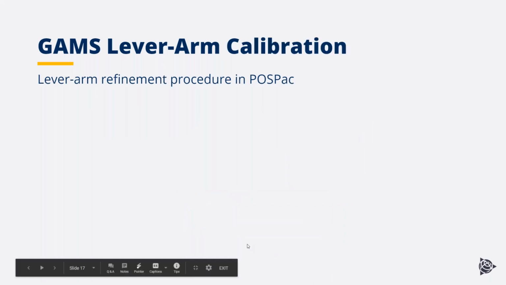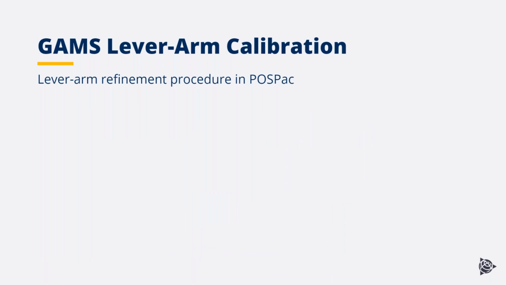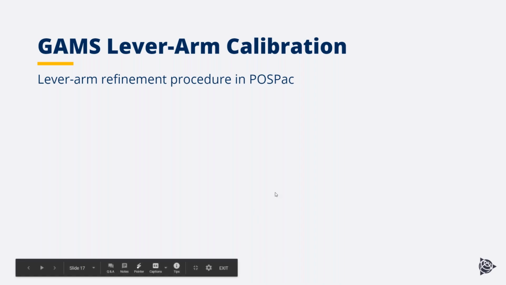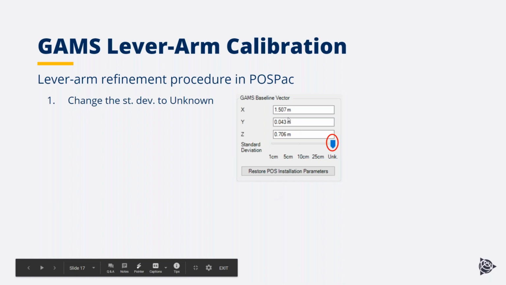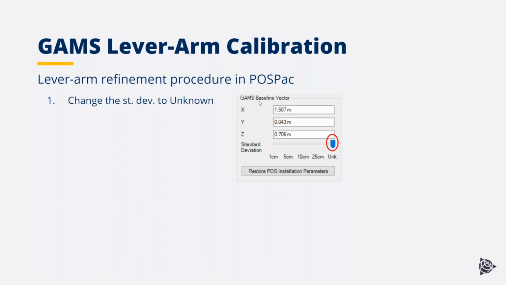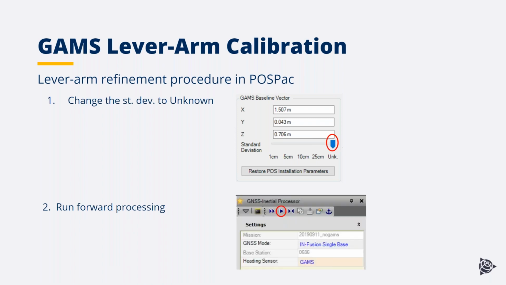And that actually brings us to the next topic, which is the lever arm calibration. So I want to show here how you can refine your lever arm in POSPac. First of all, you need to go to a menu where the GNSS vector is given. Note that these values might be different from the ones you inputted to the TMI because we are adding some internal lever arms. Then you change the standard deviation to unknown. So we tell POSPac that we don't trust these values, calculate us better values, then we process. We can do just the forward processing.